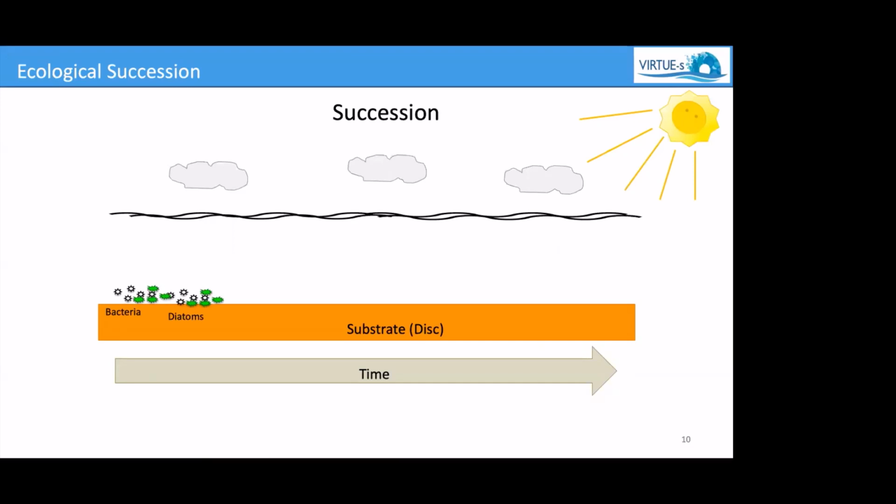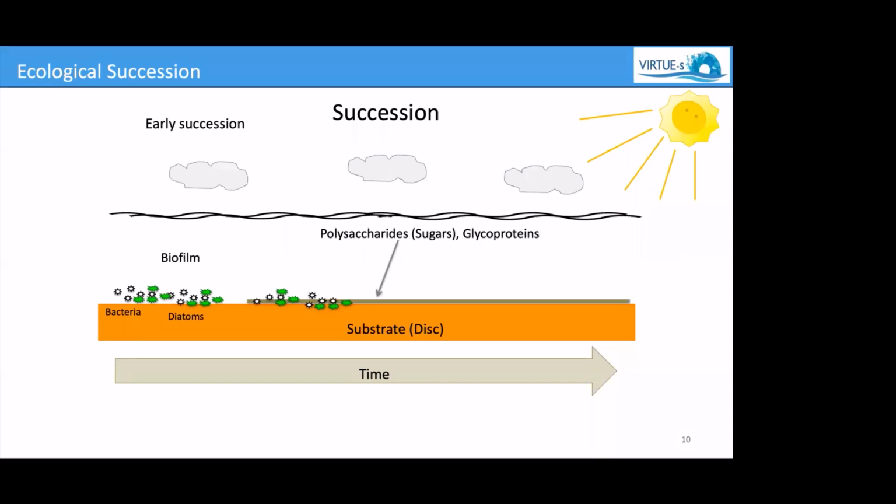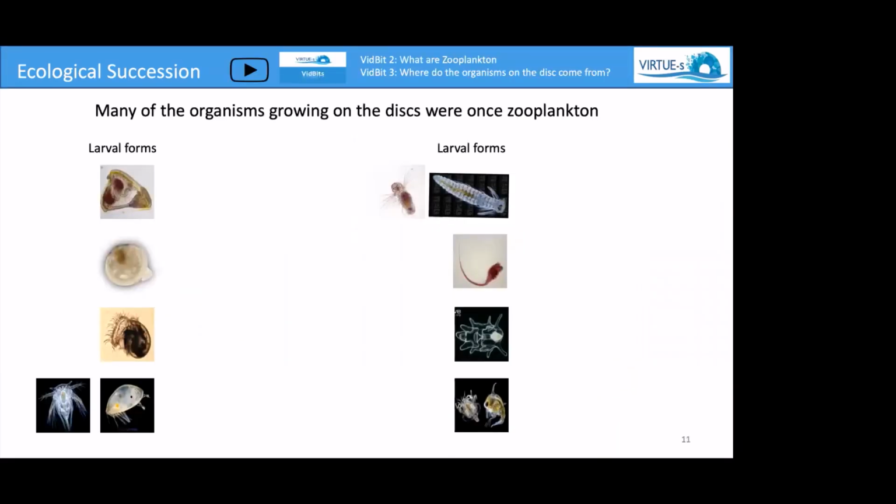Okay, so here again, in the early succession, we have the bacteria and the diatoms, which will form the biofilm. And this biofilm will be composed of polysaccharides and glycoproteins. Then we have the macroorganisms, which will settle on the disk. Many of the organisms which will settle on the disk were once part of the zooplankton. They are larval forms of the adult stages that we find on the disk. So most of the things that we will find on the disk will just be the adult forms of these organisms which we find in the zooplankton.